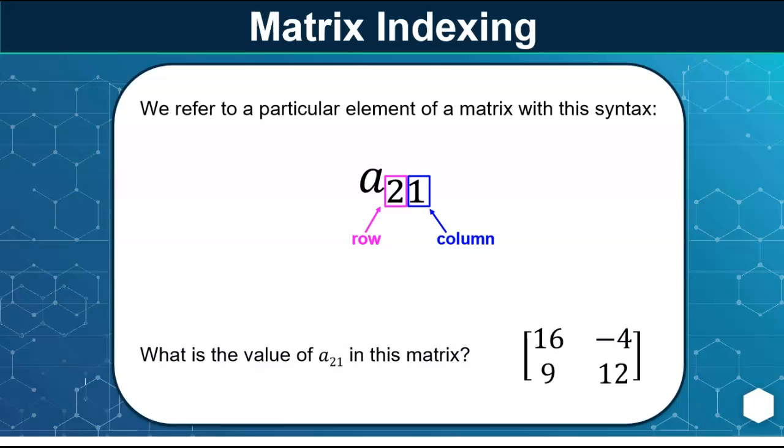We refer to a particular element of a matrix with this syntax, A21. So that's a subscript like this, A21. And this first number indicates the row. The second number indicates the column.